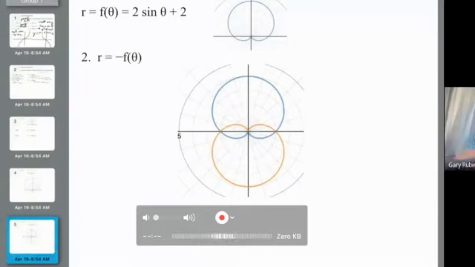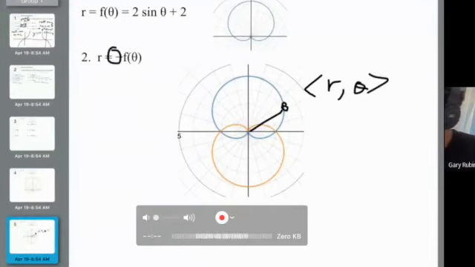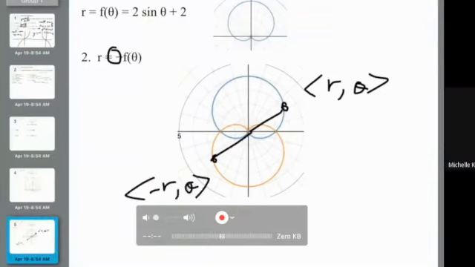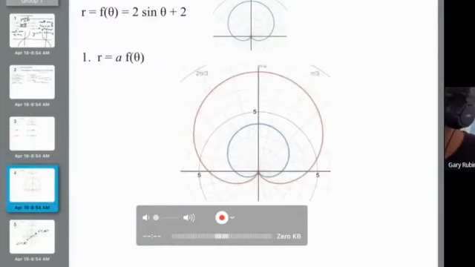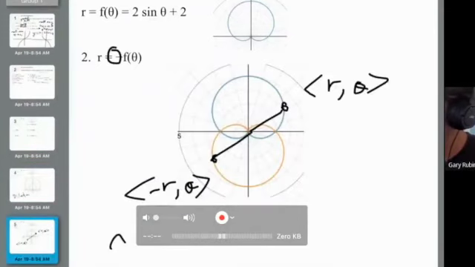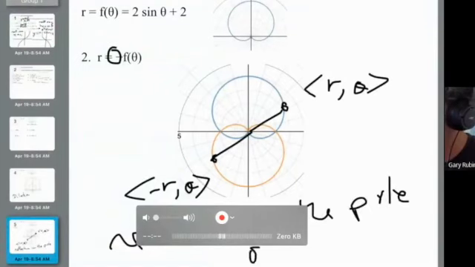reflected over the origin. But the official answer to this one is reflection over the origin, because if here I have a point, that's r theta. When I put this negative in front, the same theta causes the negative r. So for number one, this one was a dilation. For number two, it's officially a reflection. Some people say in the origin or in the pole, or you could say over the pole.